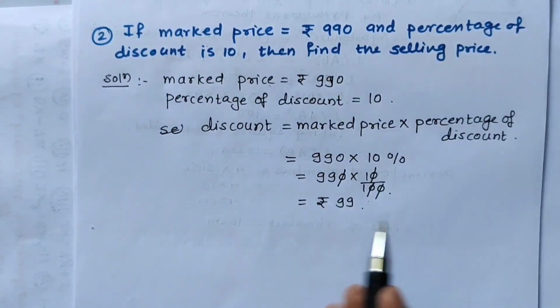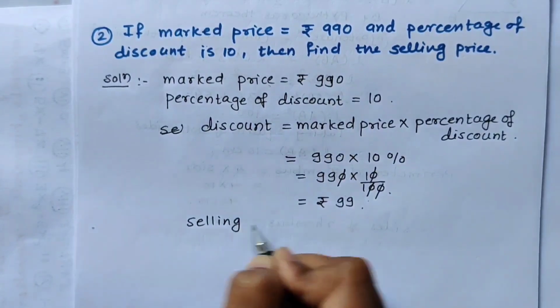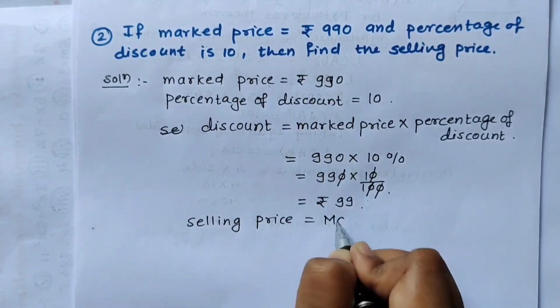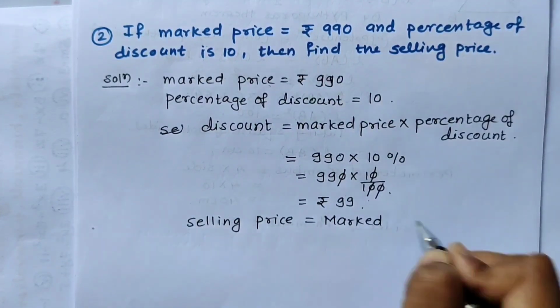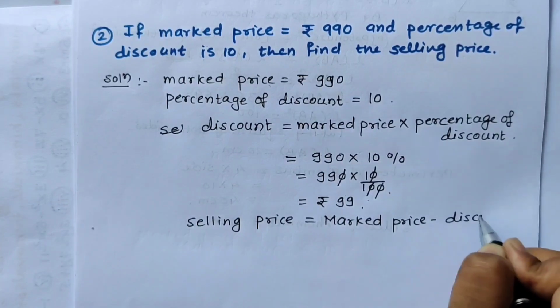Now, as we have got the discount, it is easy to find out the selling price. Selling price is equal to marked price minus discount.